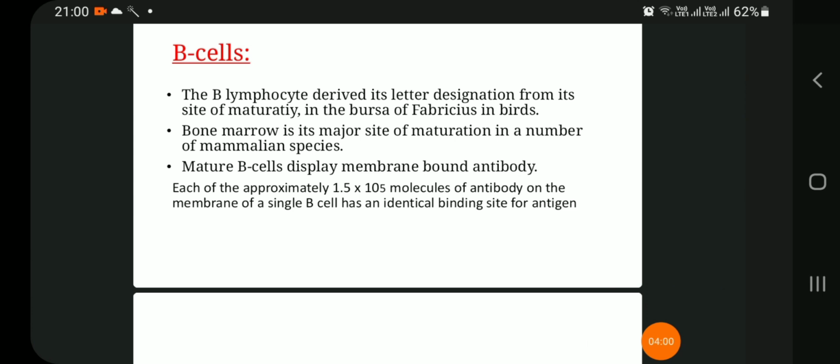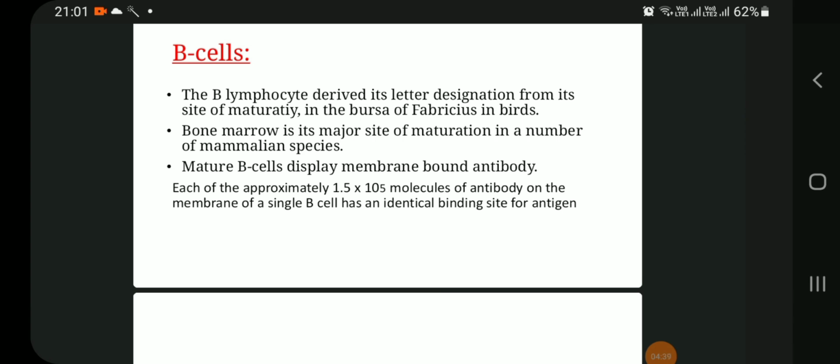B lymphocytes derive their later designation from their site of maturity in the bursa of Fabricius in birds. Bone marrow is the major site of maturation in a number of mammalian species. So the B cells acquire their name from the site of maturation, that is, where the B cells are going to mature. The B cell in birds matures in the bursa of Fabricius, and bone marrow is the site of maturation of B cells in mammals.